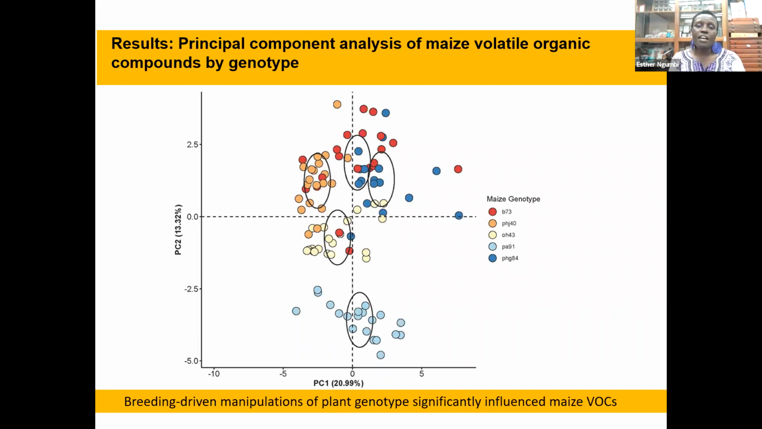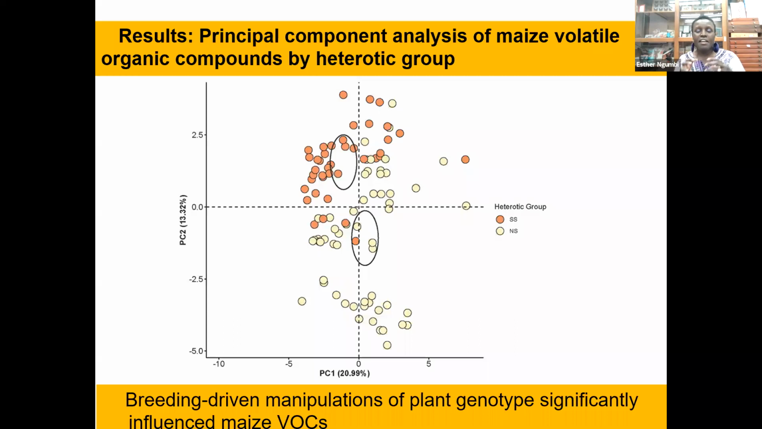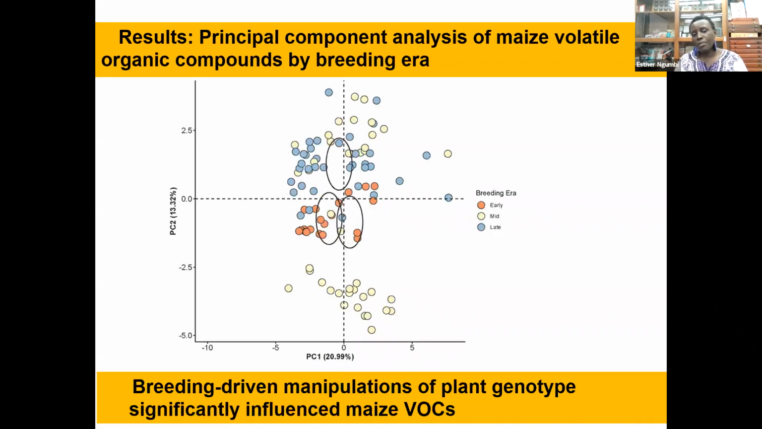So when we look at the results, indeed, we saw that breeding-driven manipulations, the plant genotype, do influence the maize plant chemistry. It was clear that the different maize genotypes clustered separately. And this is looking at the total blend of the volatile organic compounds from these different genotypes. So it's very clear that through the process of breeding, we are also changing plant chemistry. We also saw this clustering by the heterotic group, very clear. And furthermore, we were also able to see the differences grouping by the breeding era. So clearly, as we continue through the process of domestication, we are altering plant chemistry.